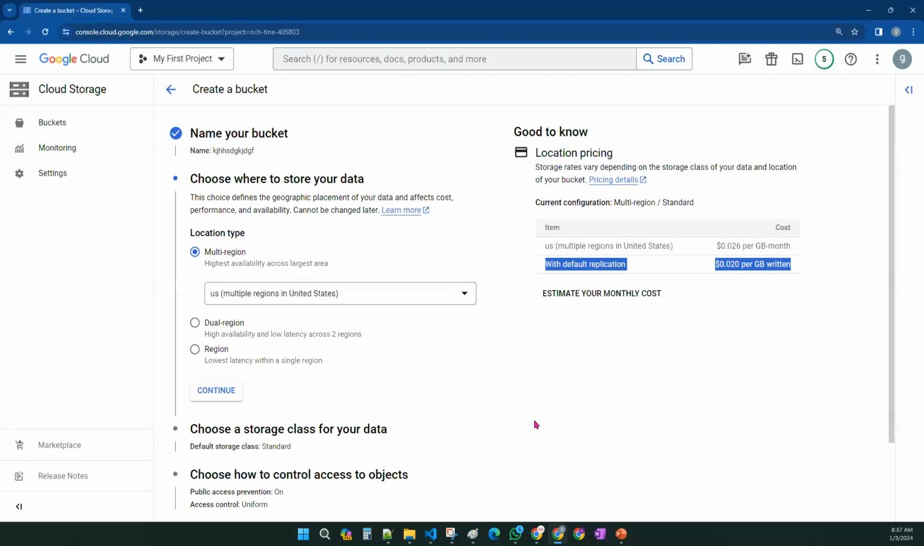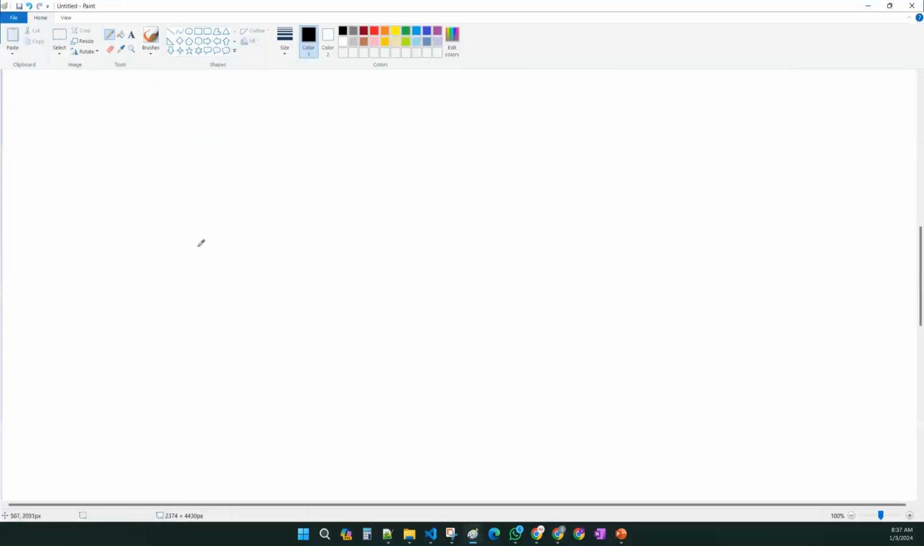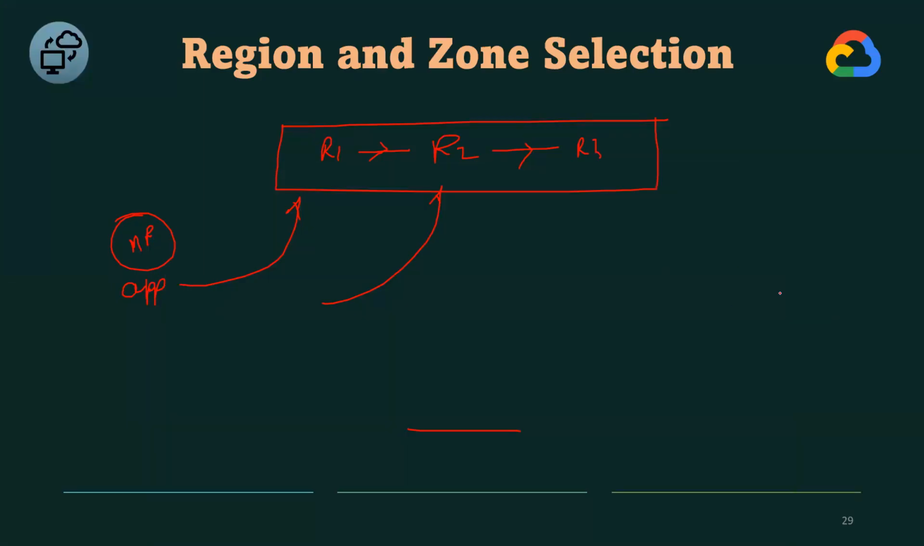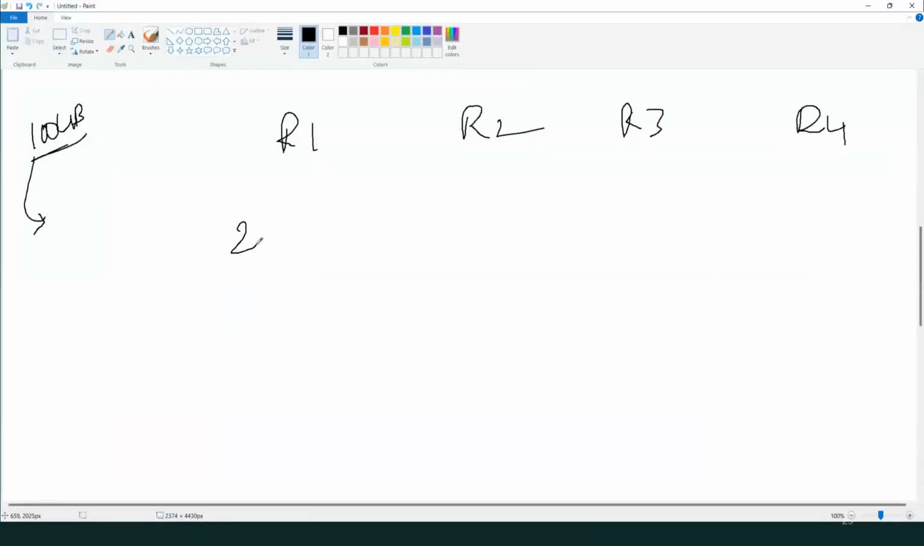So if you had to do it manually, what would you be doing? For example, you have 100 GB, with region 1, region 2, region 3, region 4. For 100 GB, it is $0.026 per GB per region, which means around $2.6. So $2.6 here, $2.6 here, $2.6 here, $2.6. If you select a single region each time and store your data, this is how you have to spend.